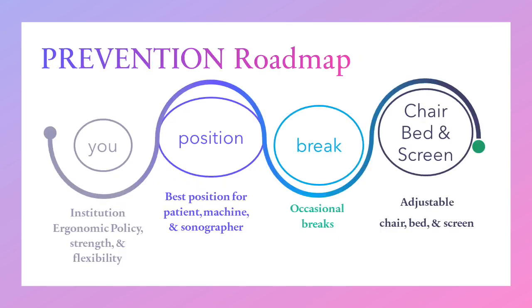So we're trying to lay out for you this evening a prevention roadmap. And so to start, it's with you, and that is your institution ergonomic policy, strength and flexibility, so your own personal work towards those. Then positioning, what's the best position for the patient, your machine, and yourself as the sonographer. Breaks, occasional breaks, how do we work those in, what's realistic, what's not. And then some of our other things that we can control, like our chair, bed, and screen. Is it adjustable, and how is it adjustable so it's appropriate for the majority of our team and ourselves?